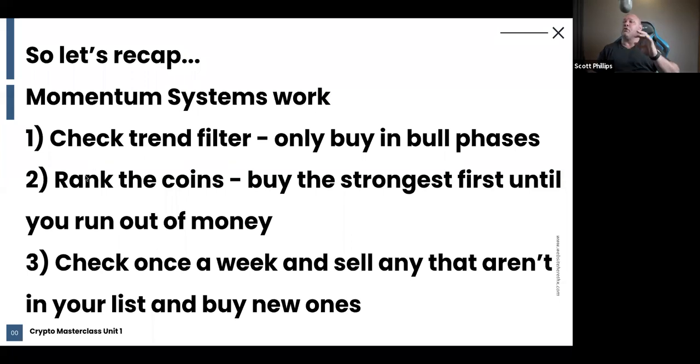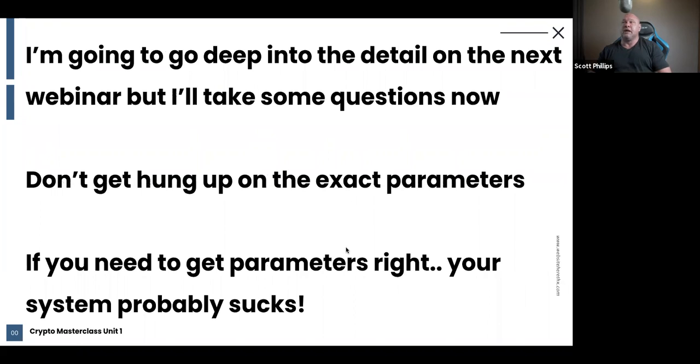Okay, so we rank the coins, we buy the strongest until you run out of money. And number three is you check once a week, just once a week. It actually doesn't improve performance doing it any more frequently. I know someone's going to ask that. And you sell any that aren't in your list and you buy new ones. I'm going to go deep into the detail of exactly how this works on the next webinar, but I don't want you to get hung up on the exact parameters. If you need to get the parameters right to make money, your system and your idea probably sucks.